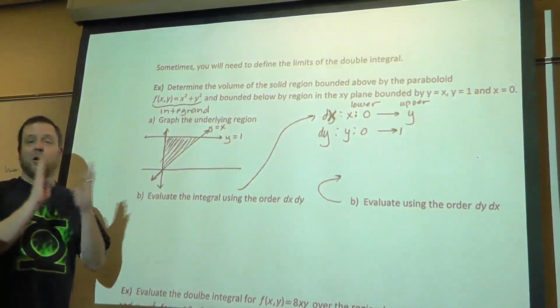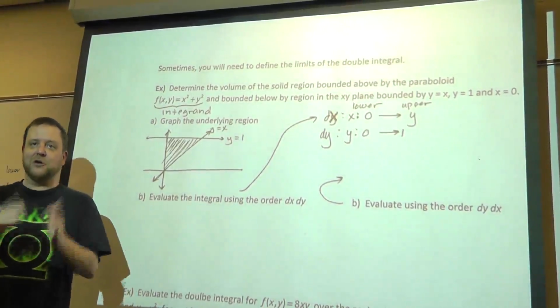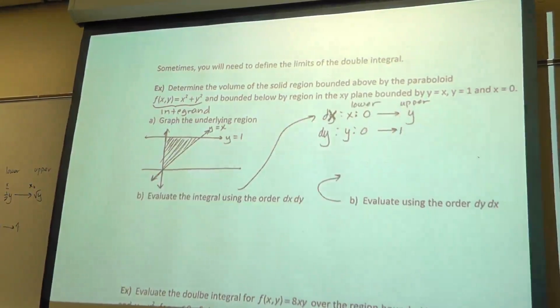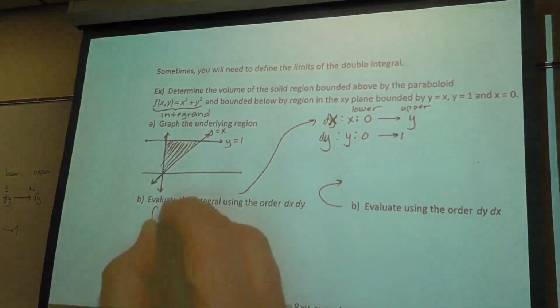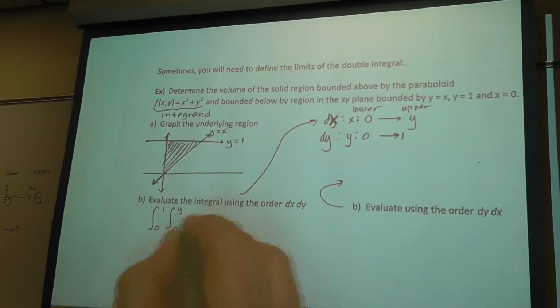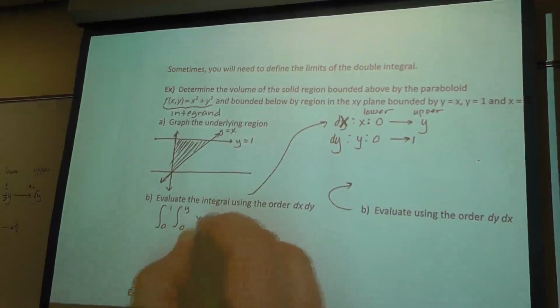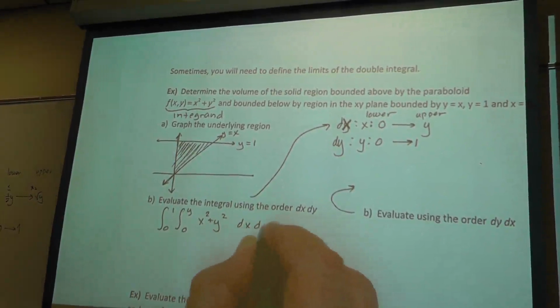So if you don't like the whole flattening thing, you don't have to make that sound every time you do it. It's just me turning it into a 1-dimensional line segment. So that would become this double integral. 0 to 1 is my outer one for y. 0 to y is my inner limits for x. And my integrand is x squared plus y squared. And we've committed to dx, dy order.